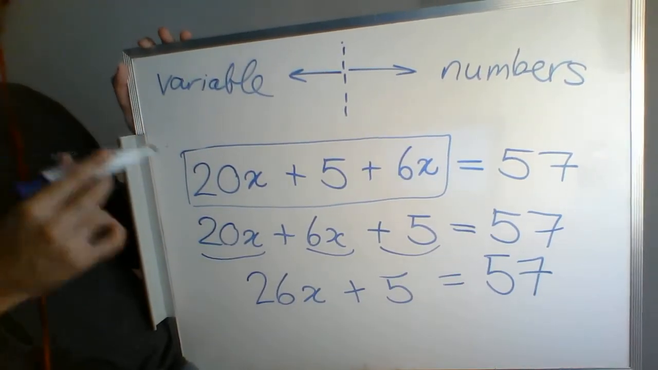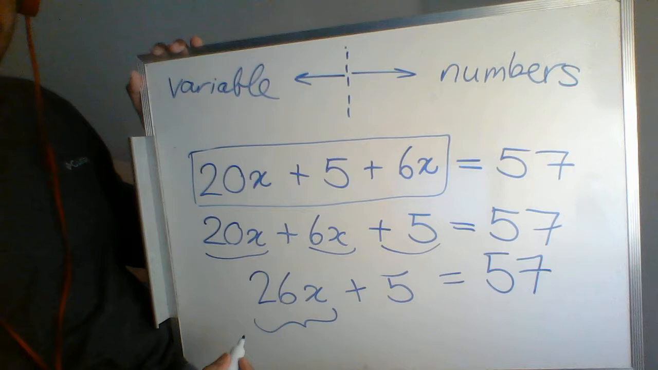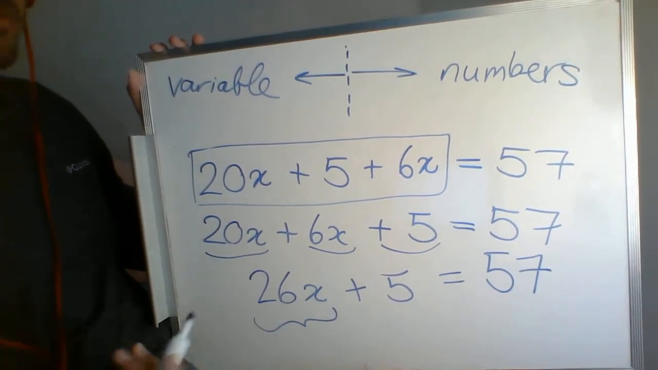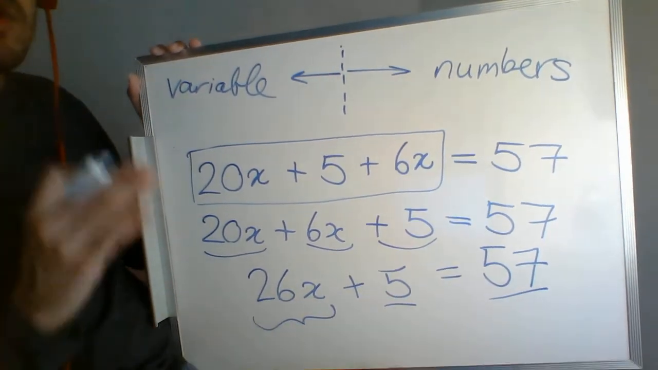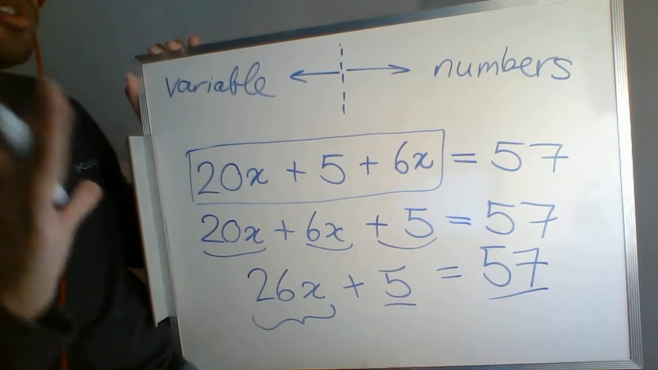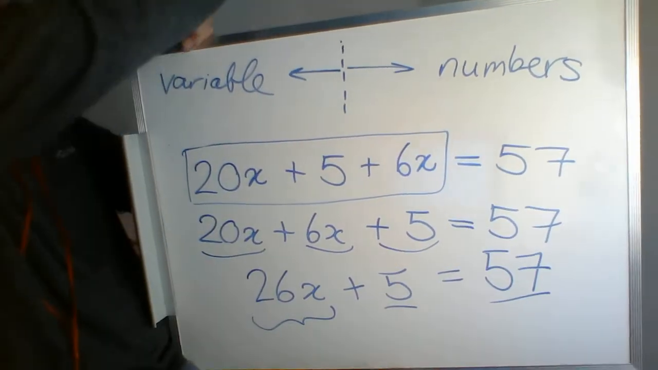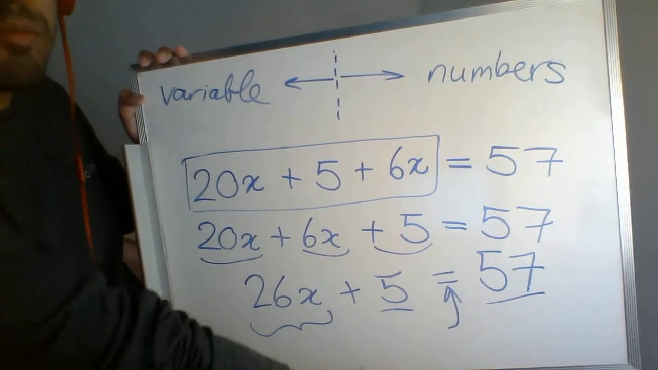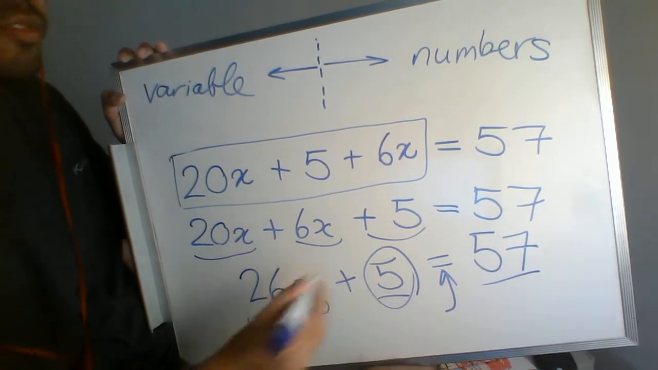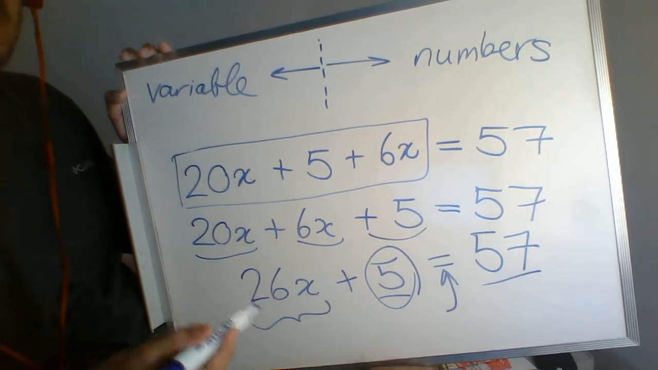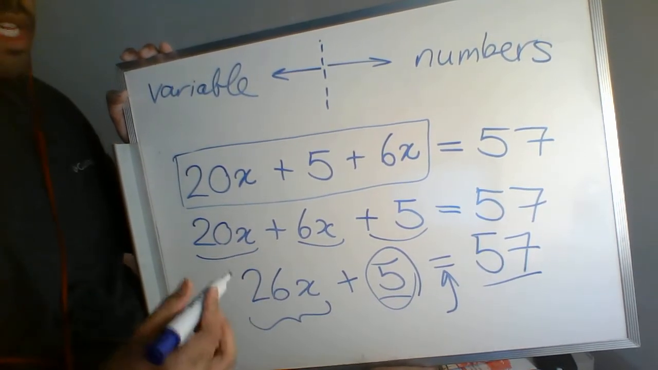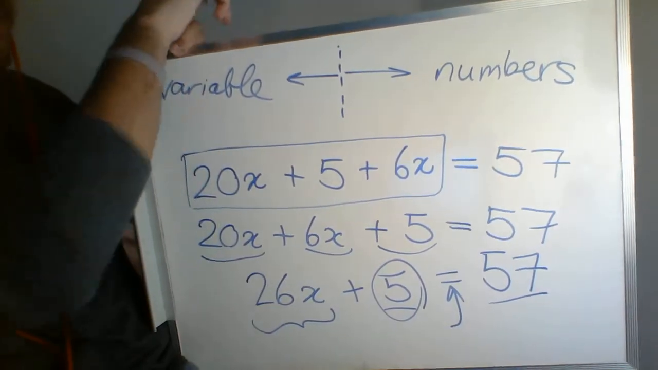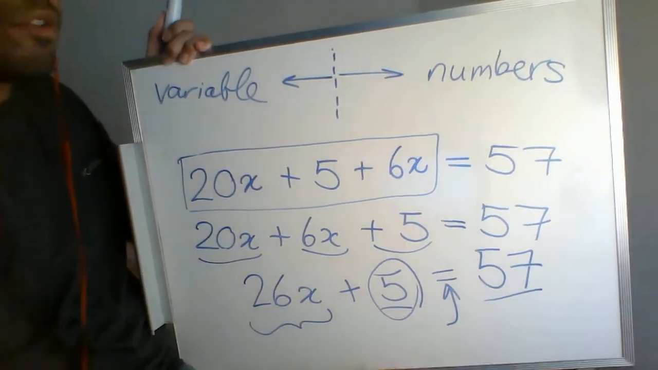Now you could have a number attached to a variable, so something like this 26x. This is a term that includes a variable, so we want it to be on one side of the equation, but this 5 and that 57 don't include any variables whatsoever. So we want those to be on the other side of the equal sign. Now the equal sign is right here, so the 57 is already on the opposite side of the equal sign. The problem is this 5 over here. This 5 is on the same side as the term with a variable. So the easiest thing for us to do if we want to separate the terms with variables from the terms without variables would be to take this 5 and chuck it over on that side.